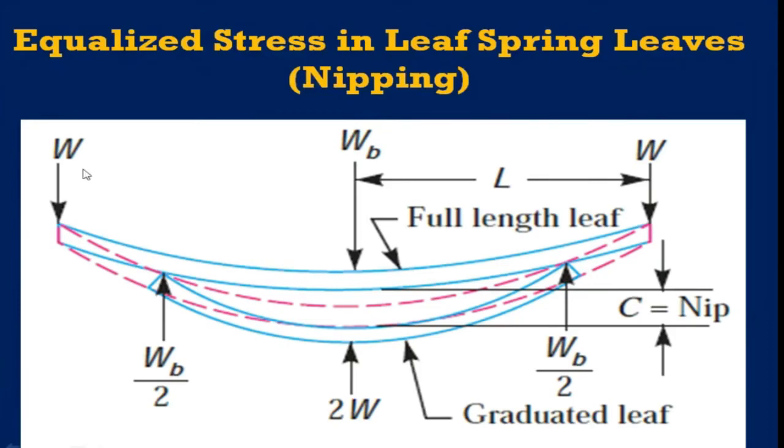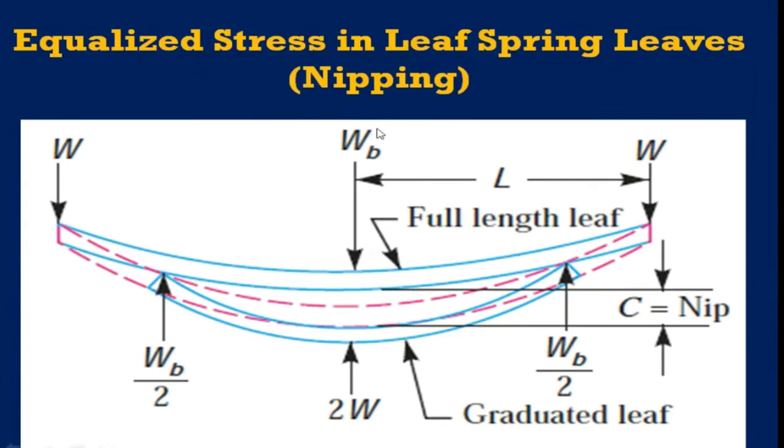So, what is W here? W is the load applied on the leaf spring at the supports. This we have already considered in the previous session. And 2W is the reactive force acting on the leaf spring at the axle.